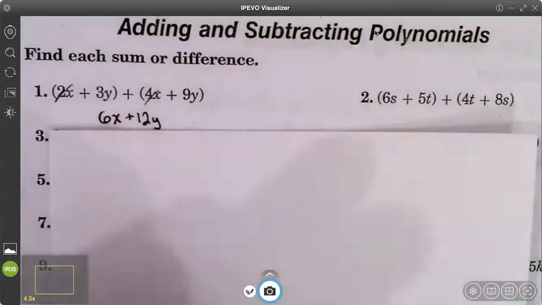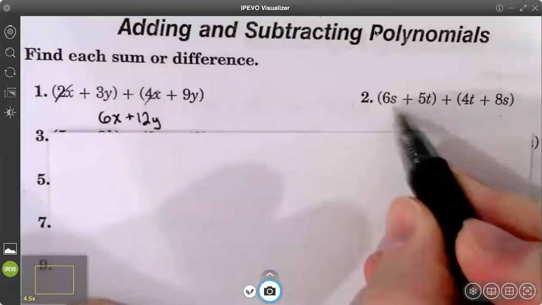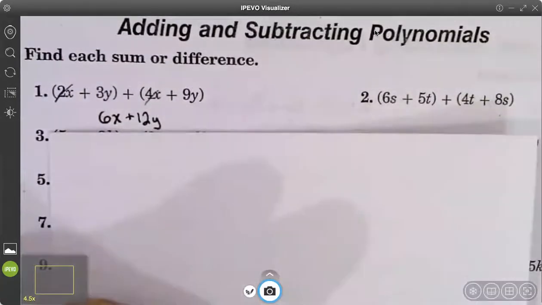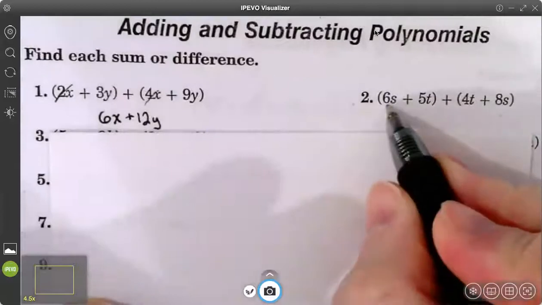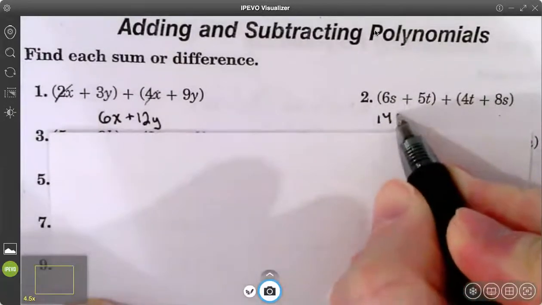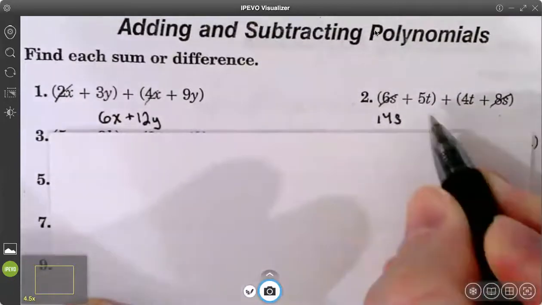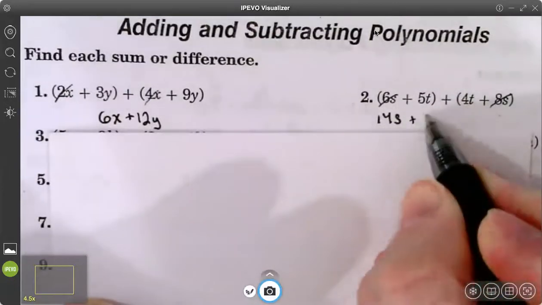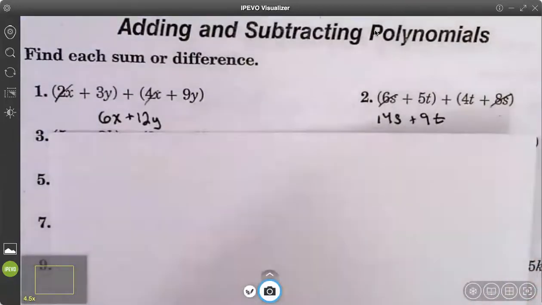Number 2, like number 1, has two sets of like terms, the s's and the t's. They both have a degree of 1, so let's write them alphabetically. 6s plus 8s is 14s. 5t plus 4t is 9t, and there's your answer, 14s plus 9t. If I asked, you have a binomial, degree of 1, leading coefficient of 14.